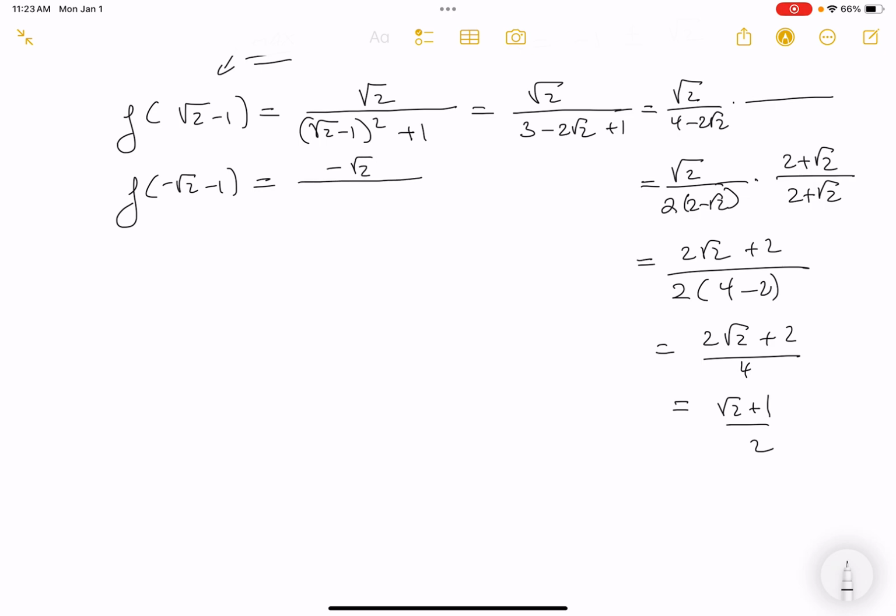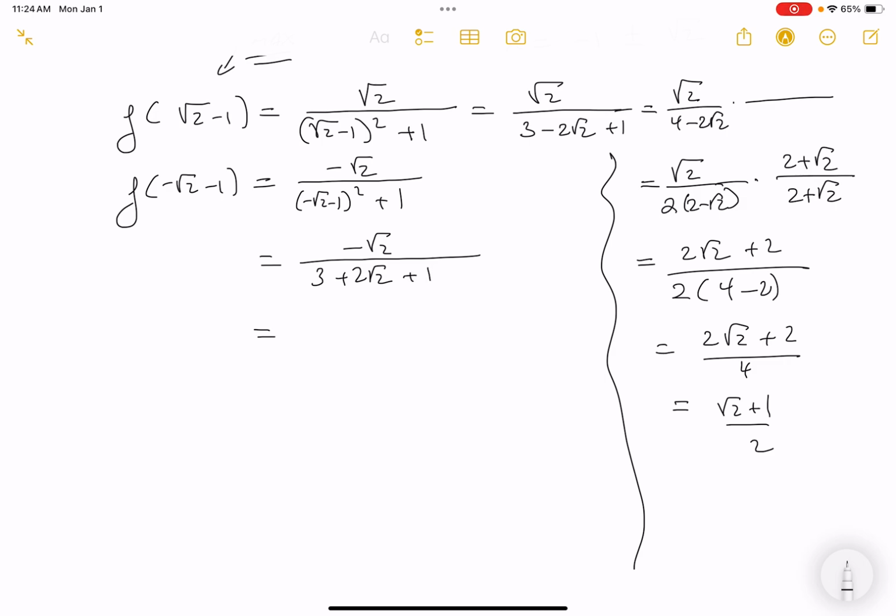You get minus root 2. And on the bottom, what do you get? You get minus root 2 minus 1 squared plus 1. Let's go through the work. Minus root 2. On bottom, what do you get? You're going to get 3, and then you're going to get 2 root 2's, and then you get plus 1. That's like deja vu all over again. Minus root 2 over 2 root 2 plus 4. Let me factor out a 2 now, just like I did before, by the way. Multiply by a conjugate.